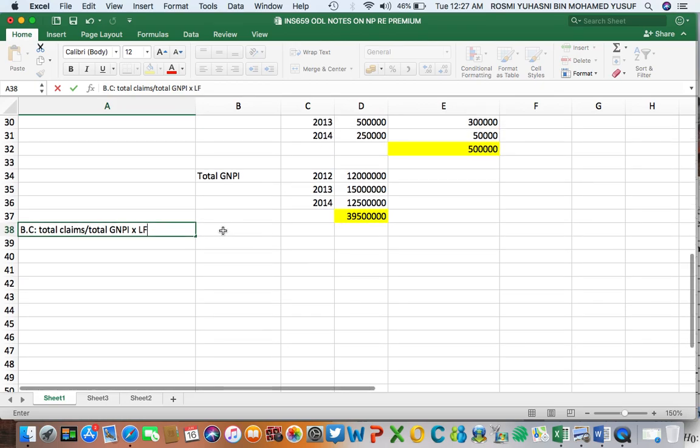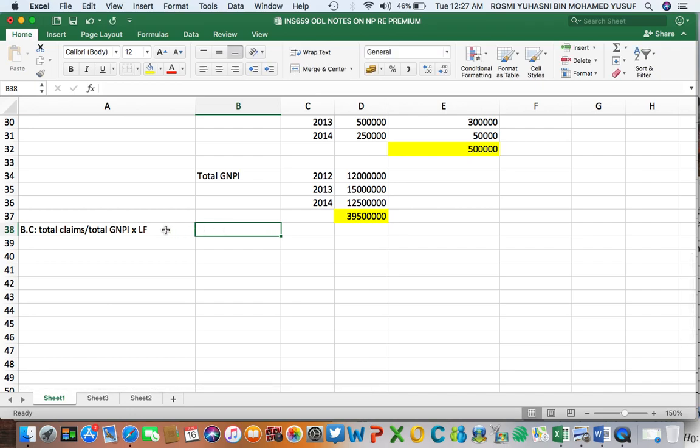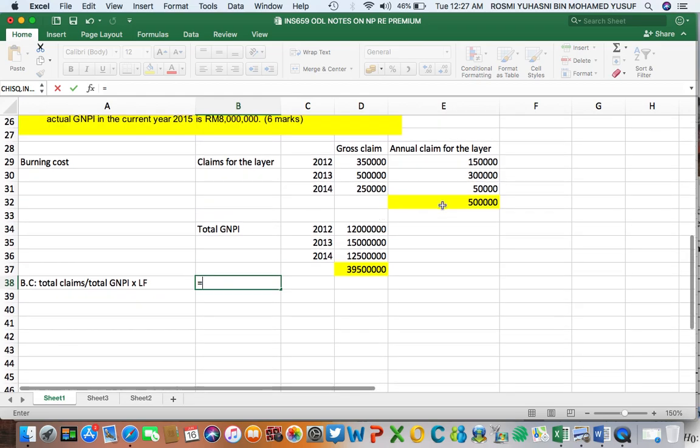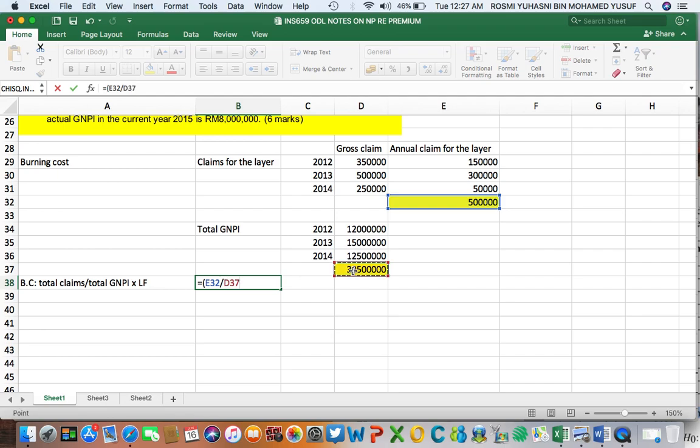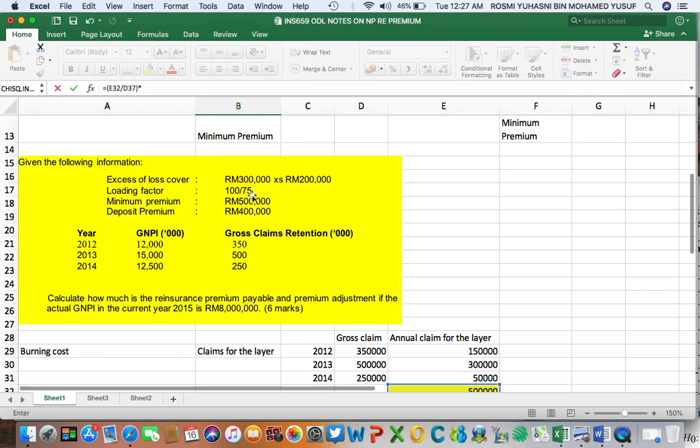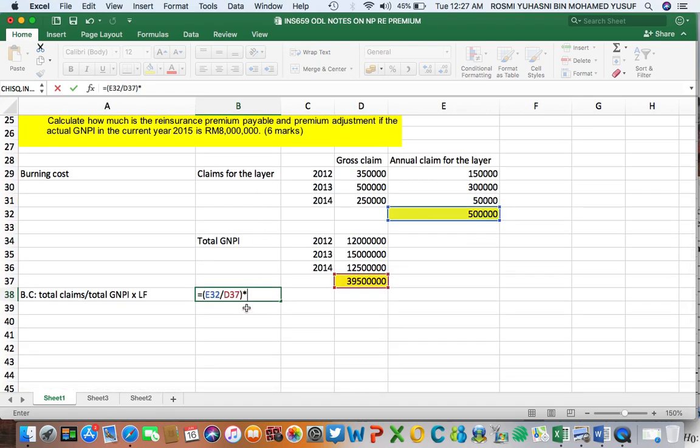So we know that total claims is 500,000. We put a bracket here: 500,000 divided by total GNPI 3.95, close the bracket, and times the loading factor. So how much is the loading factor? 100 over 75. 100, put another bracket, 100 over 75.